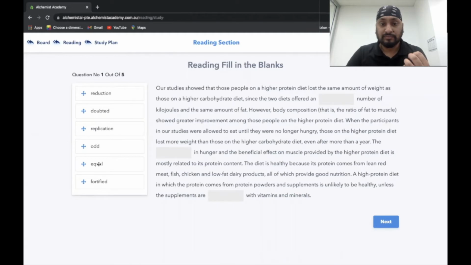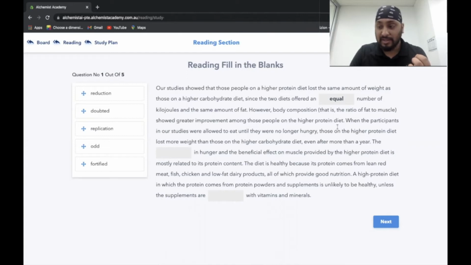If you're confused between odd and equal, it says the same amount. Same amount means equal. So I'll put equal number of kilojoules and fat. However, body composition, that is the ratio of fat to muscle, showed greater improvement among those people on a higher protein diet. When the participants in the studies were allowed to eat until they were no longer hungry, those on a higher protein diet lost more weight than those on a higher carbohydrate diet, even after more than a year.